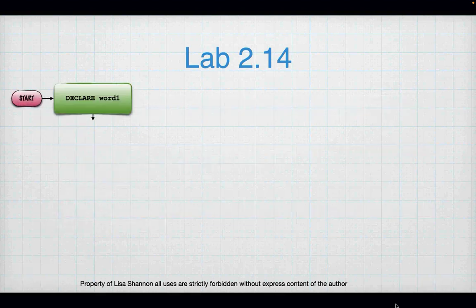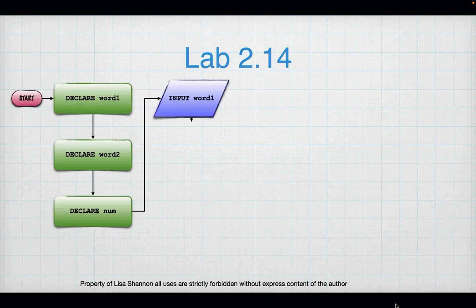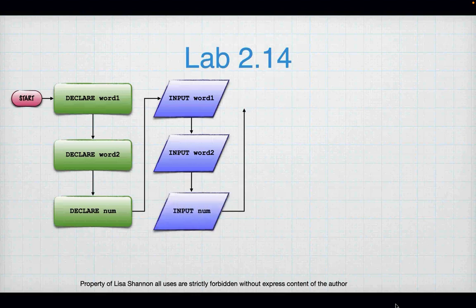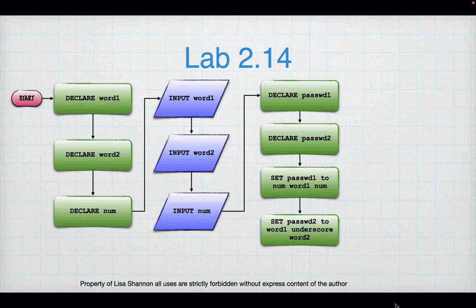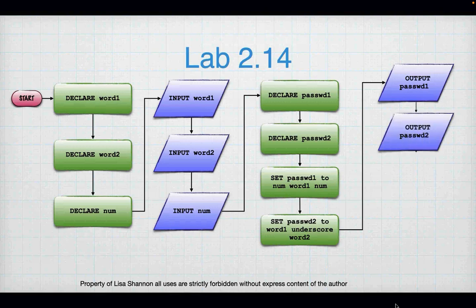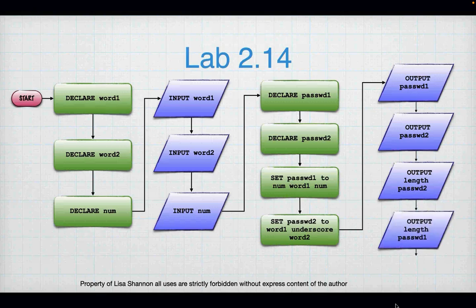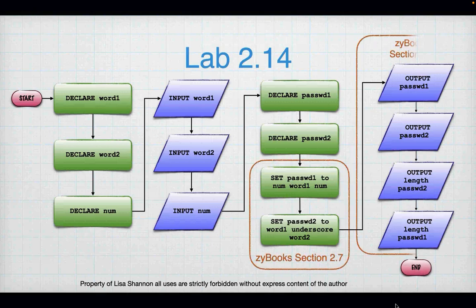So here's our flowchart of what we do. We declare word one, we declare word two, we input word one, we input word two, we input word three, we input num. We declare password one, we declare password two, we set password one to the num plus word one plus num. We set password two to word one underscore word two. Then we output password one. We output password two. We output the length of password two. Sorry, password one and password two. Those are switched.